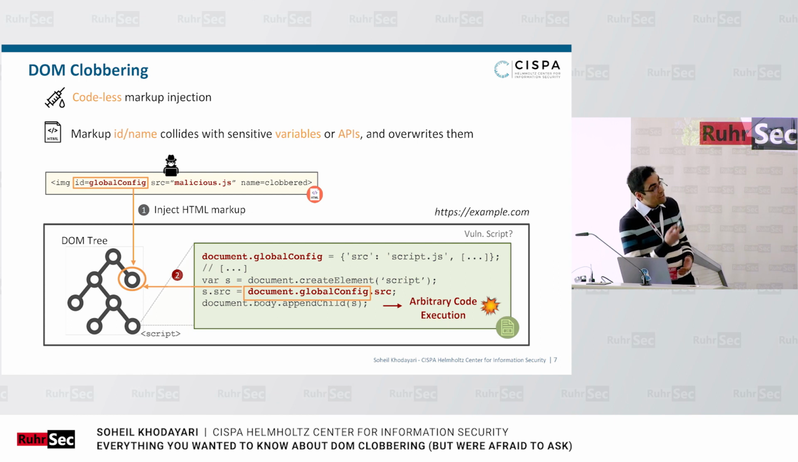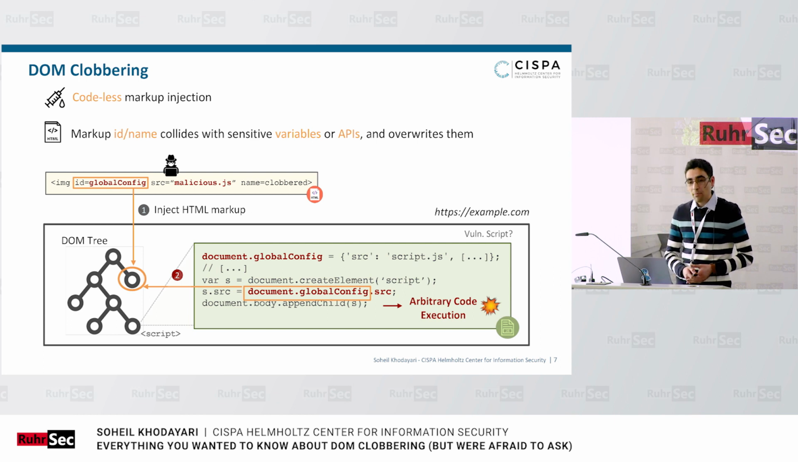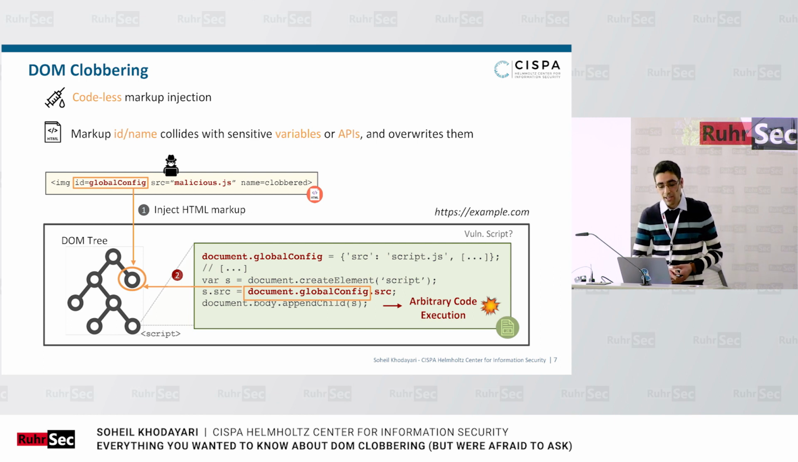But what if an attacker injects a node that has the same name or ID as the variable that was defined above? So in this case, an image tag with ID globalconfig. Then what would happen is that this tag in the DOM tree overshadows the developer-defined variable, so document.globalconfig will now refer to the injected node by the attacker, which has an src attribute called malicious.js, and thereby results in arbitrary client-side code execution without actually injecting any code, but only seemingly benign HTML markups.